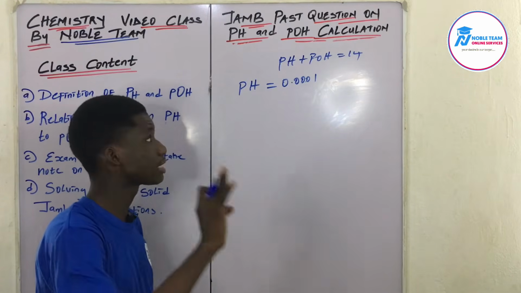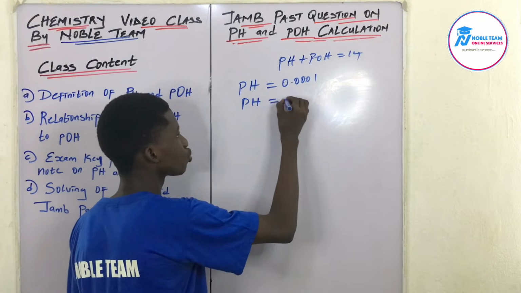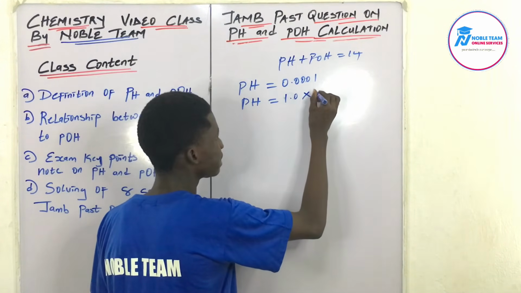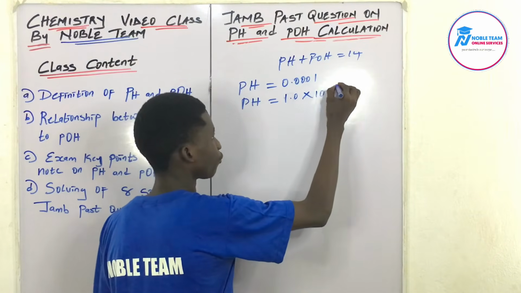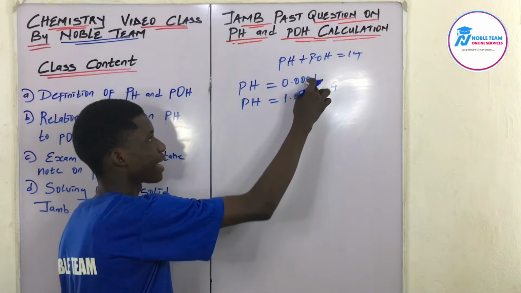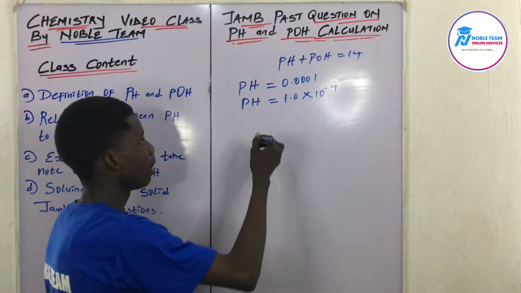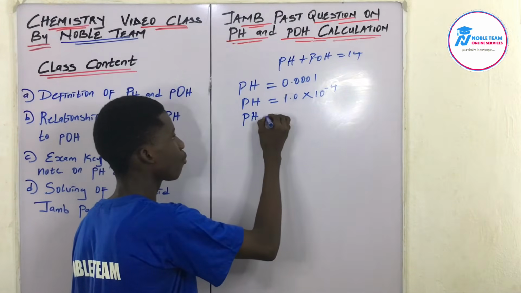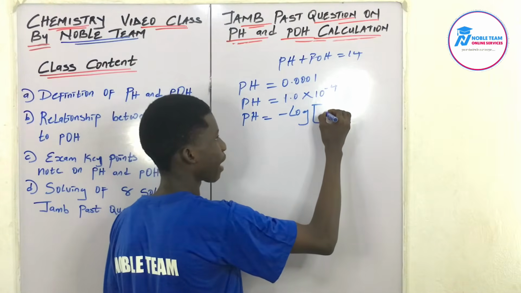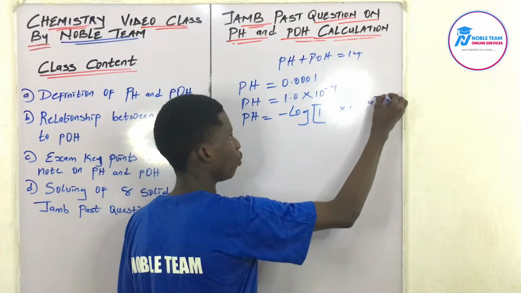I have it to be 4 decimal places, which is pH is now equal to 1.0 times 10 raised to power minus 4. Do you understand what I'm trying to do? I need to convert this to standard form. So I've converted it to standard form. Now, I'm going to be using pH is now equal to minus log, then your close bracket, then 1.0 times 10 raised to power minus 4.